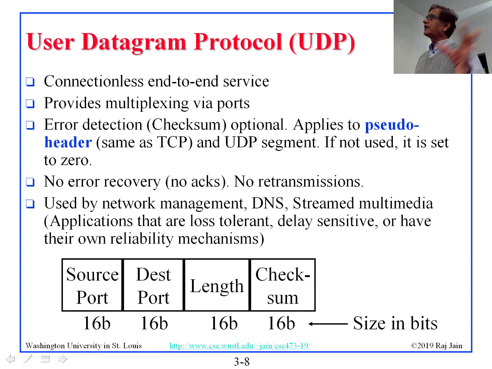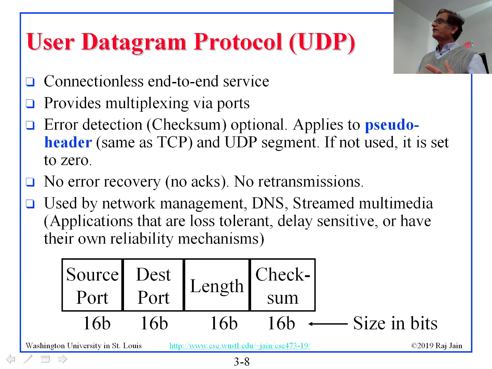So we will talk about the checksum, and it says it is same as TCP. So we haven't talked about what it means to be the same as TCP. And then there is no error recovery, no acknowledgement, no retransmission. And it is used by protocols that don't care for any of these things, such as network management, DNS, multimedia. These applications can sustain loss. They work fine if there is a packet loss. And they are delay sensitive, they want the answer fast. Okay, and if they don't get the answer, they have their own way to get it again.